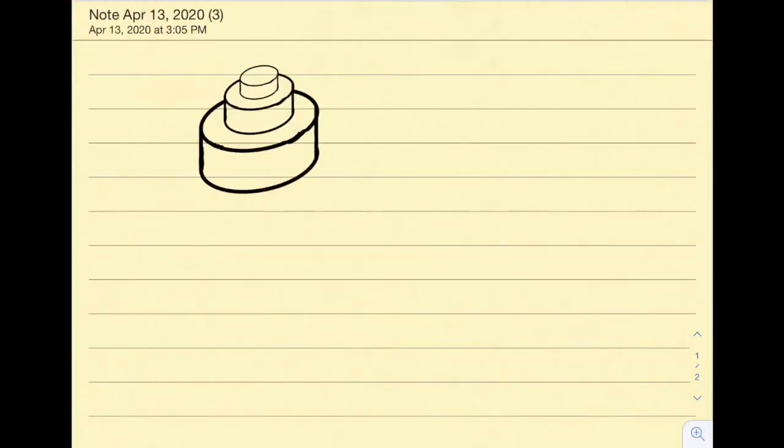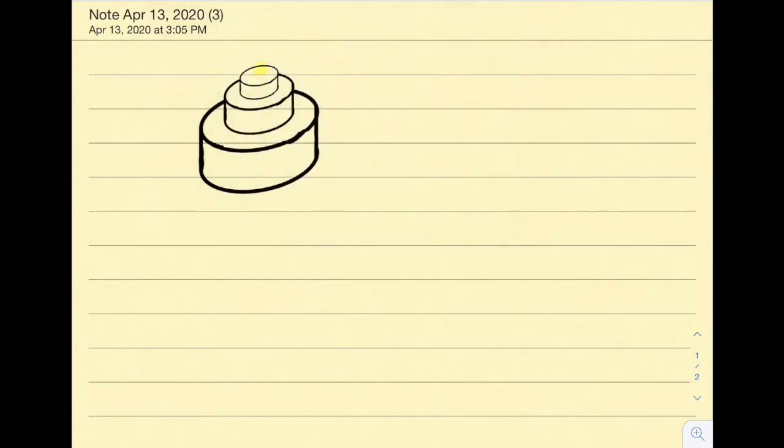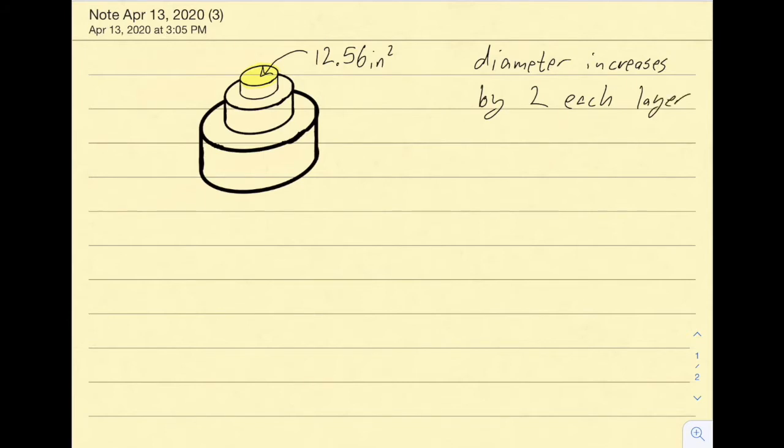So this problem is about a cake. The only thing we actually know right now is that this very top section here, that surface area is 12.56 inches squared, and that each layer we go down, the diameter increases by 2. So that's what we know so far.